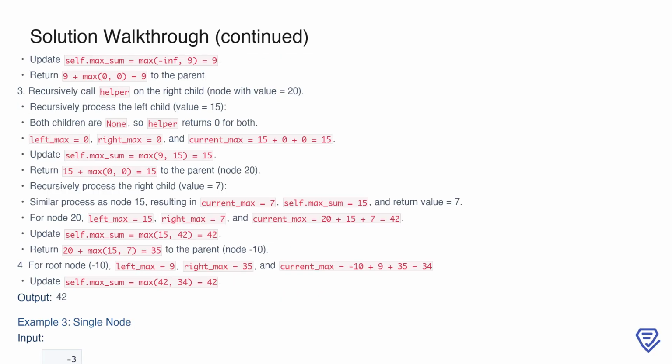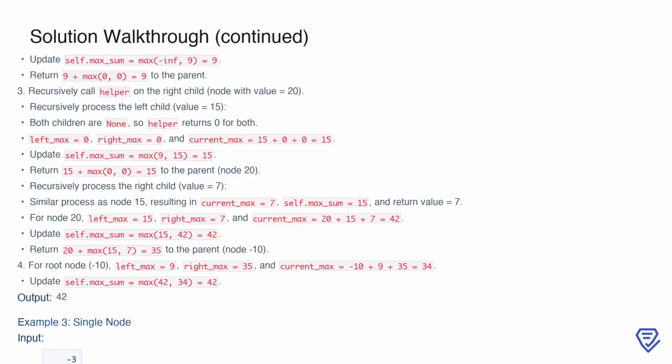For the right subtree rooted at node 20, we process its left child, which is node 15. Since node 15 has no children, helper returns 0 for both, leading to current_max equals 15 plus 0 equals 15. We update self.max_sum to the maximum of its current value and current_max, resulting in self.max_sum equals 15. The function returns 15 plus max(0) equals 15 to node 20.